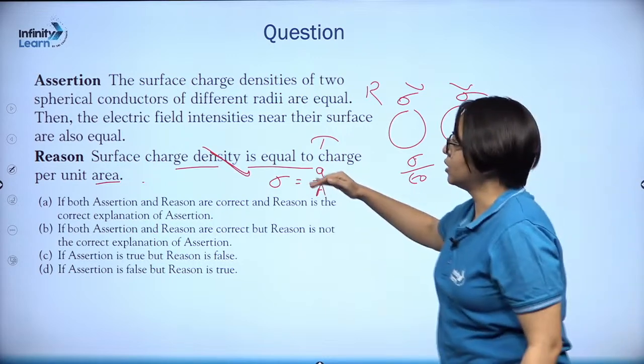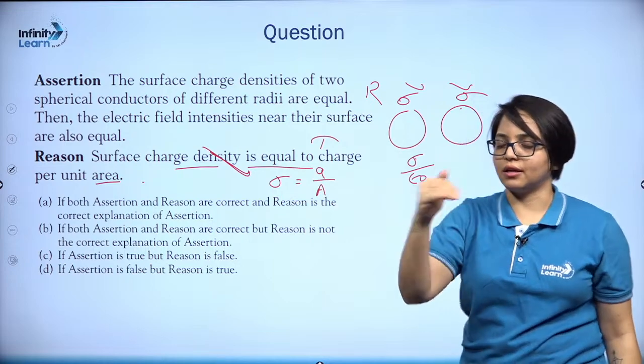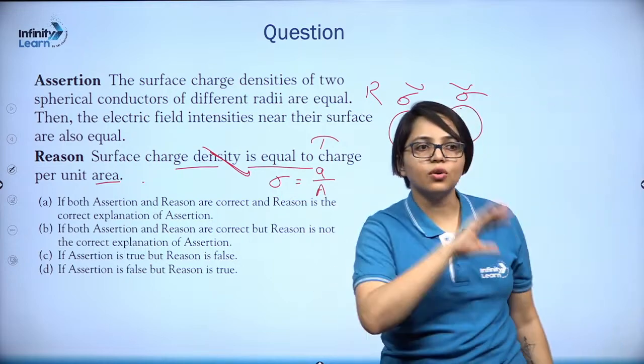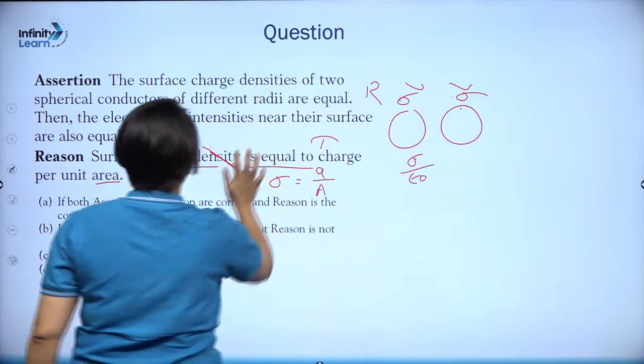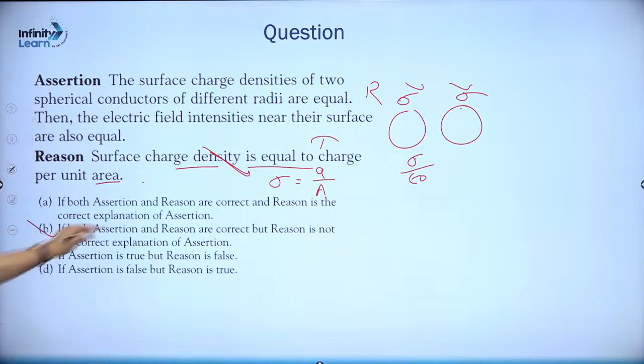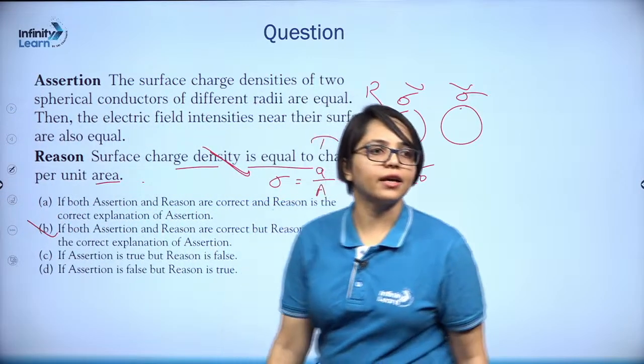But the correct explanation of assertion is not given in reason, right? So both are true, but reason is not the correct explanation of assertion over here, right? Well done guys, well done.